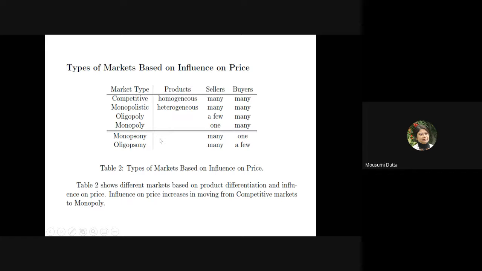So in case of monopsony, we will get that buyer is 1, sellers many. Here you can consider the example of, can you give any example? Anyone? Ma'am, India government buying from the coal company and all. Buying what? Military stuffs and all. India government is not the example of monopsony.